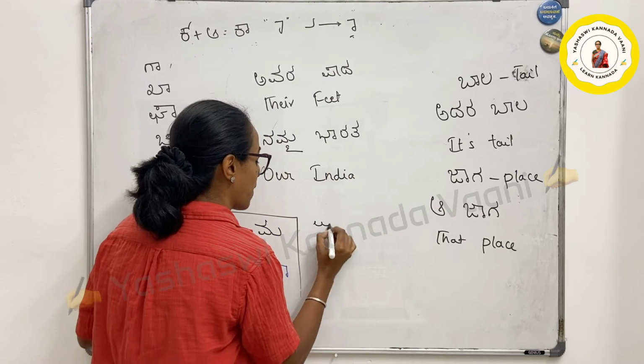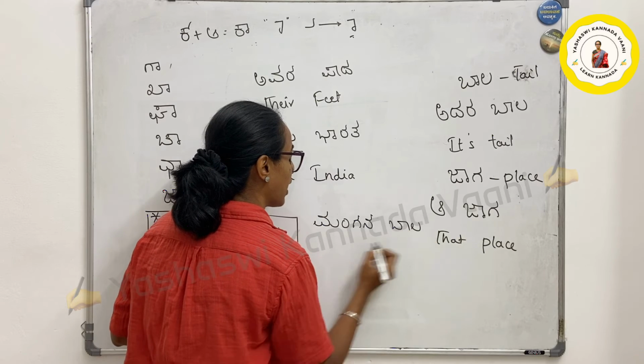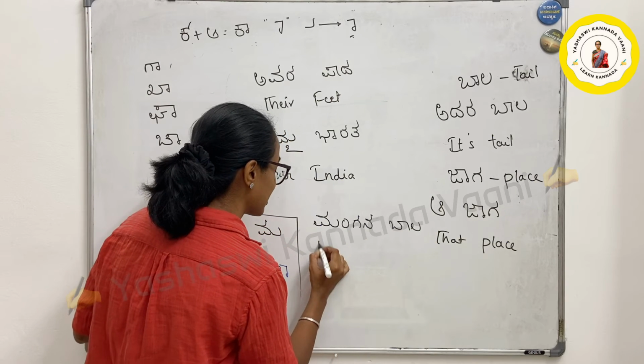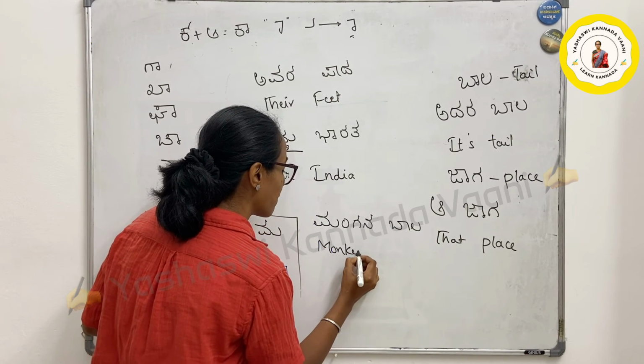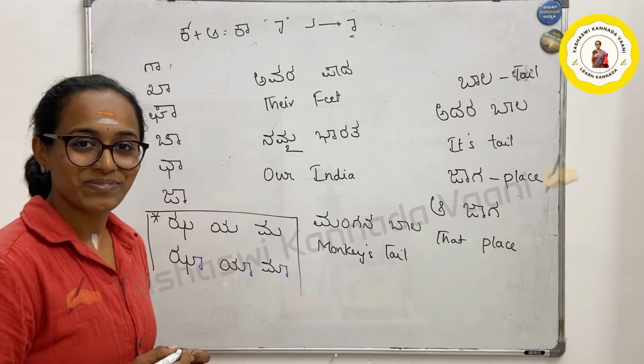Next one. Ma, ga. Manga is monkey. So Mangana means monkeys. Bala is a tail. Okay?